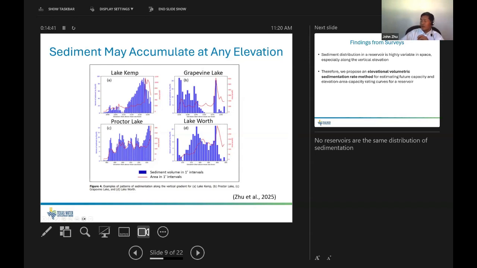The last one is Lake Worth in the DFW area. And you can see that in the bottom there is some sediment, then absent sediment, and then basically it's a two peak. So what we can see from all these examples is that sedimentation in a reservoir can accumulate at any elevation, and it varies. It depends on each reservoir's situation.